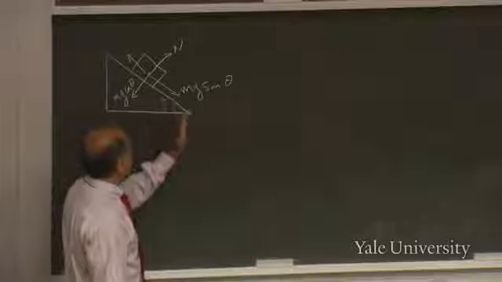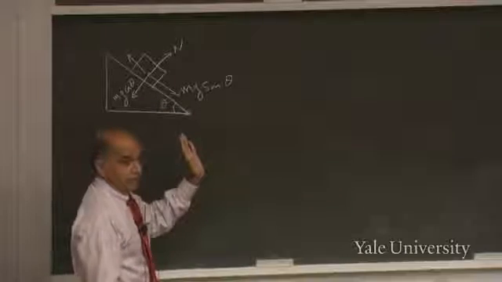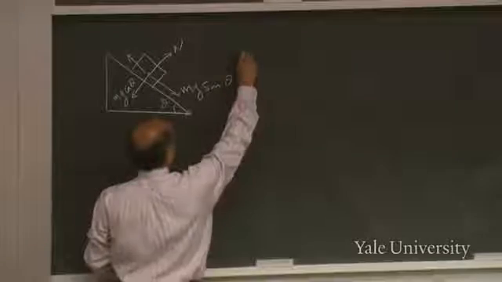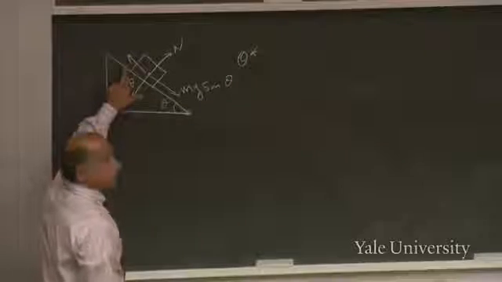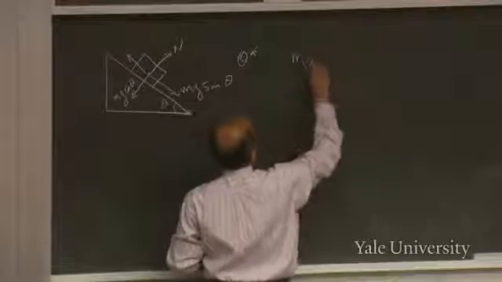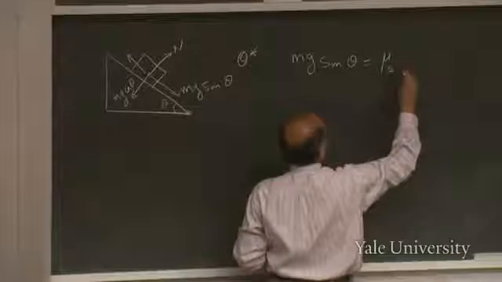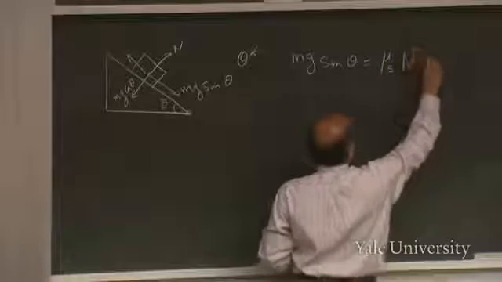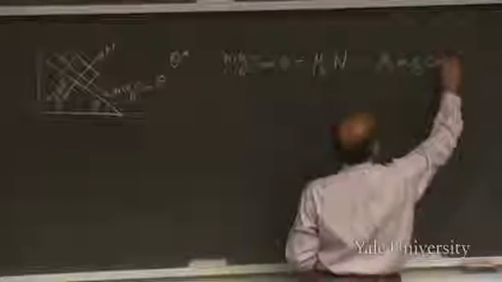But if I've cranked up the angle to that maximum angle beyond which it cannot stay there, let's give a name to that angle, theta star. Well, at the maximum angle, friction is doing the maximum thing it can do. Then we can certainly say mg sine theta is equal to the static friction times N, which is now mu s times mg cosine theta.